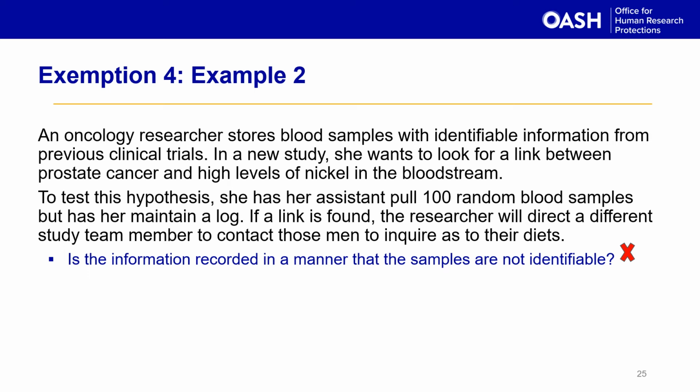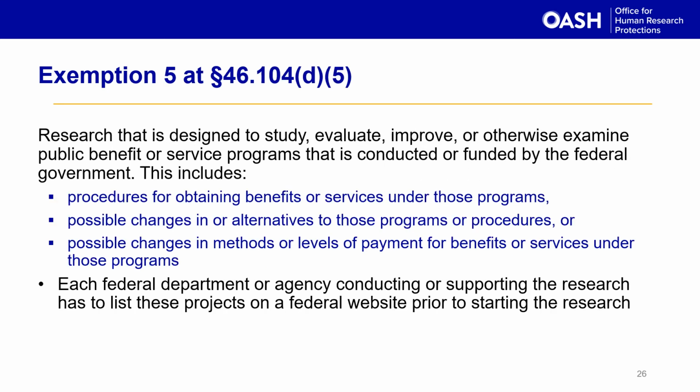But the study would also fail on the fact that the researcher wants to re-identify the samples and then contact the subjects. Even if the researcher is working at a HIPAA-covered entity, this exemption would not apply because the research covers biospecimens and the HIPAA provision is only for information. Exemption 4 would not apply. In fact, the study would be considered non-exempt human subjects research and the Common Rule regulatory requirements would apply, meaning IRB review, consent, etc.